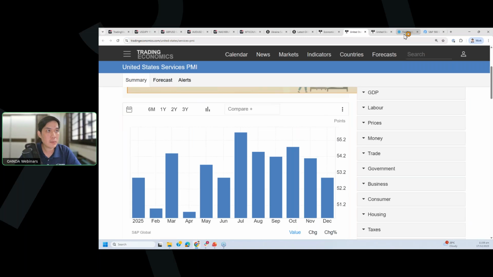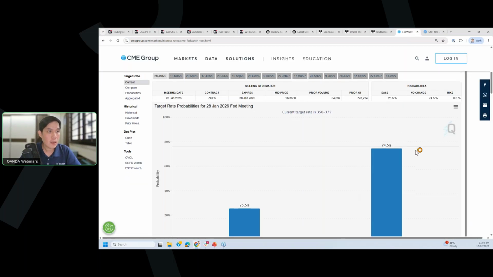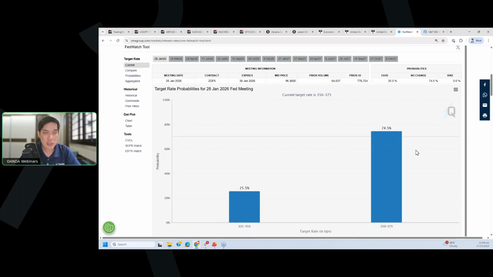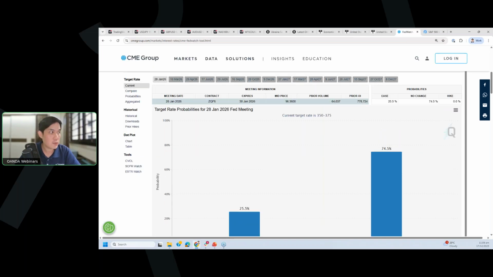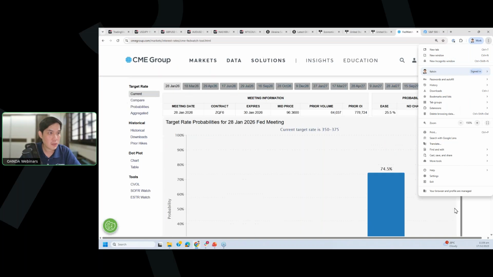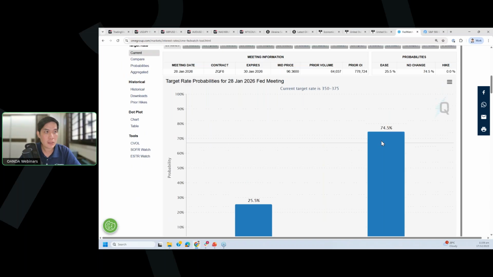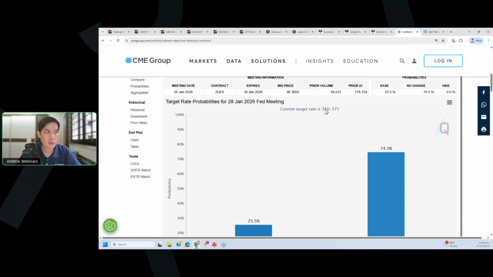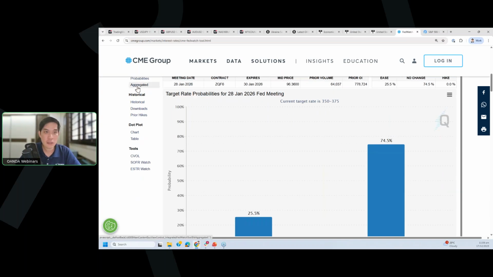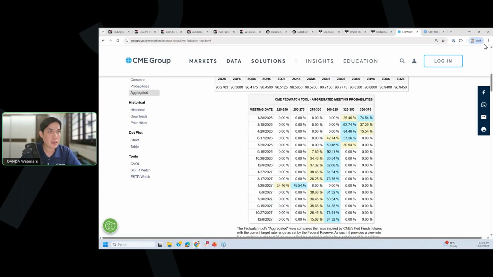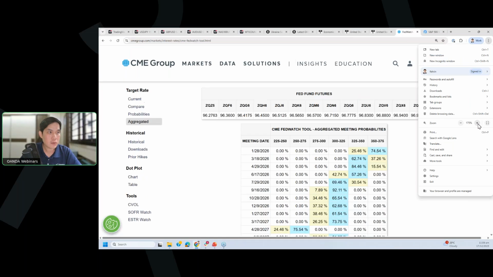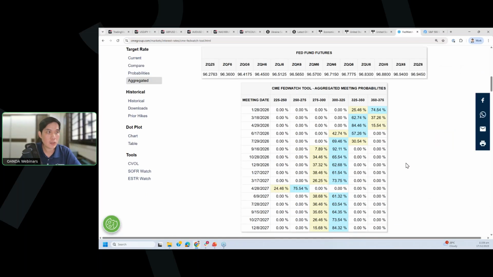So if you look at the CME FedWatch tool over here, market participants are still not expecting the Fed to do the fourth cut in the next meeting in January, which is 20th of January 2026. Over here, let me expand my screen. Right, so still hovering at a high chance of the Fed being on hold at 74.5% odds to maintain at 3.5% to 3.75%. And if you look at the aggregated tab, market participants are still expecting the Fed to at least cut 2 times in 2026.